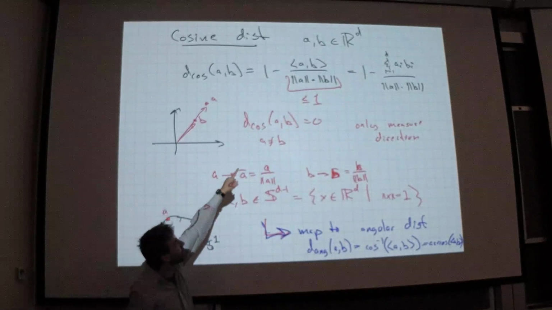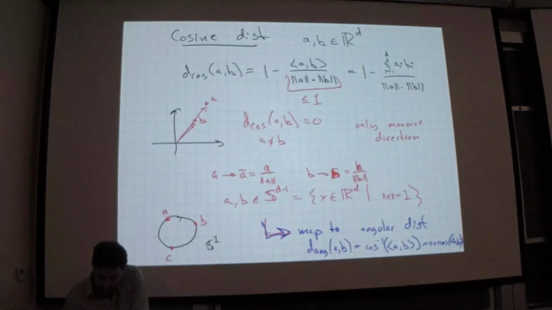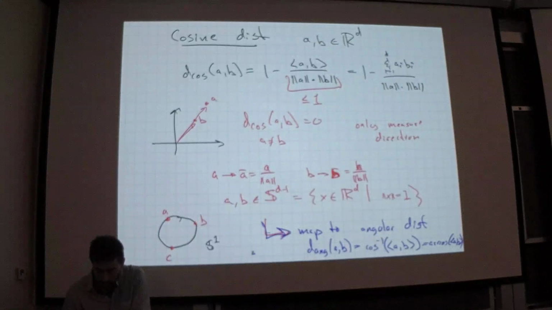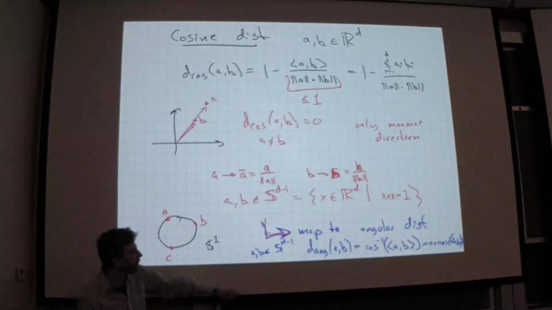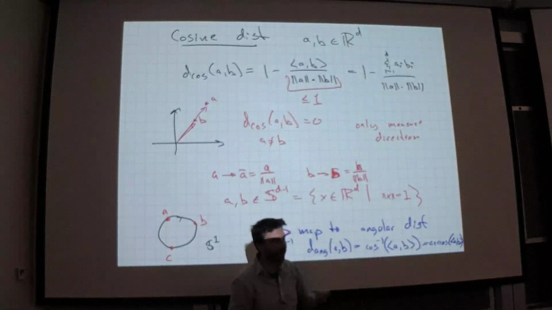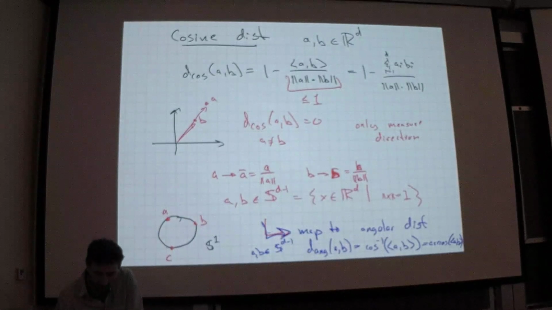So I'm taking the inner product, and I'm basically inverting the inner product. This is assuming that A and B are in S^{d-1}. Otherwise there'd be a normalization inside of here, which I've run out of room for. But assume you've normalized your vectors, then this is the angular distance. The angular distance between A and B is exactly this length.